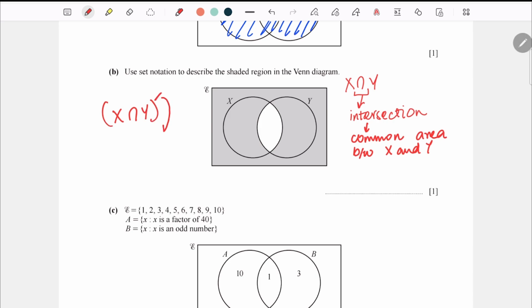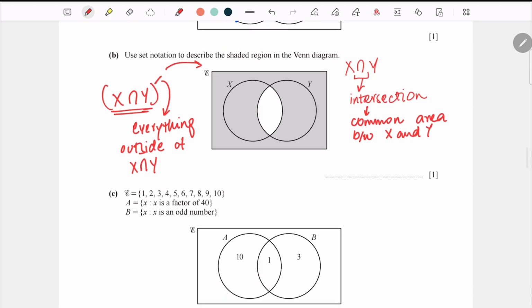This complement means everything outside of x intersection y. So if we're shading this region, we'll be getting this diagram right here. So the set notation to describe the shaded region would be x intersection y whole complement.